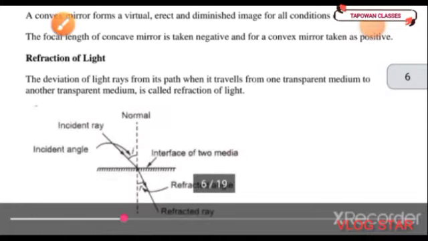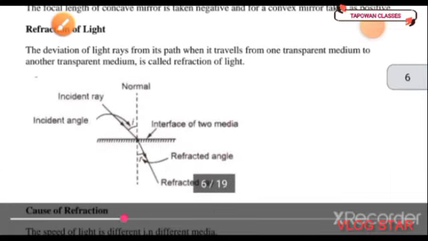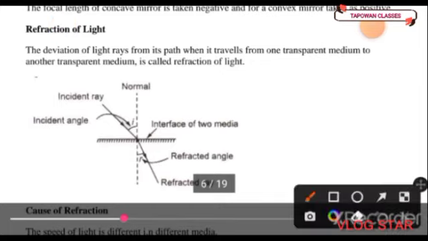Now, refraction of light. It is very important to understand refraction of light. The deviation of light from its path when it travels from one transparent medium to another transparent medium is called refraction. Already very easy to understand. There are two transparent media.